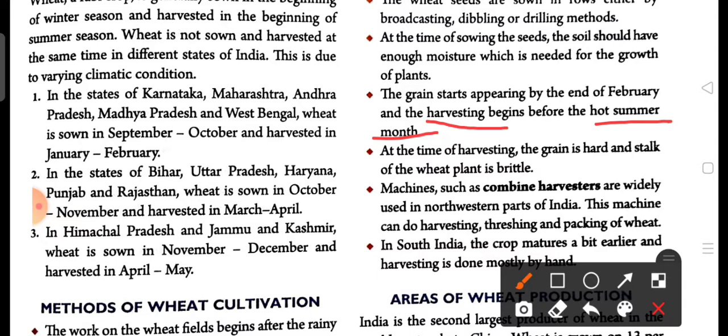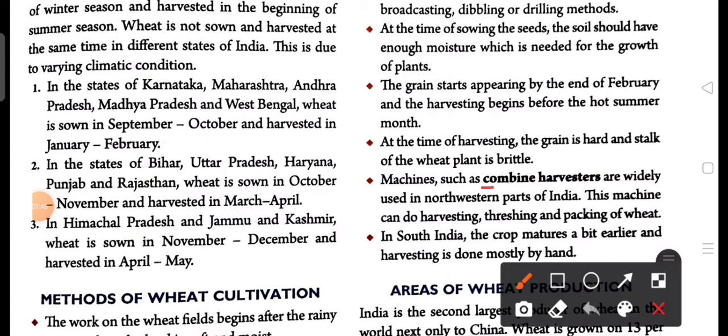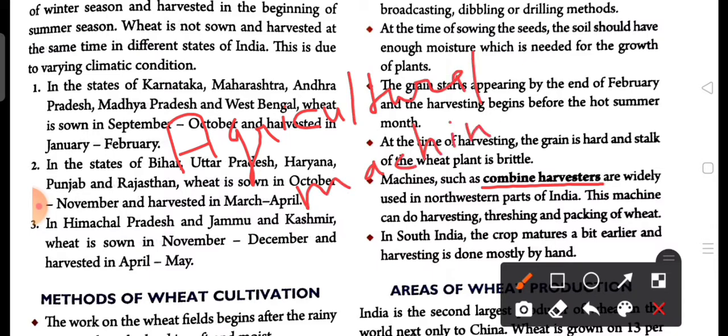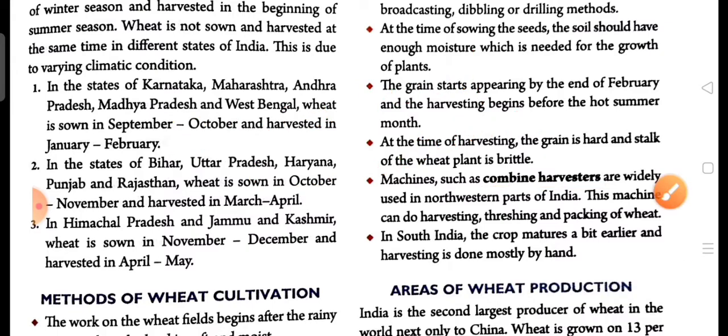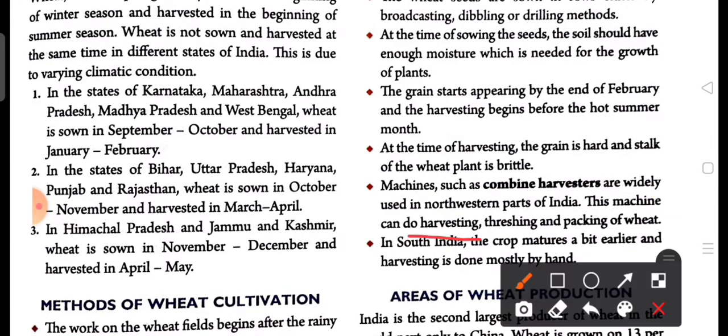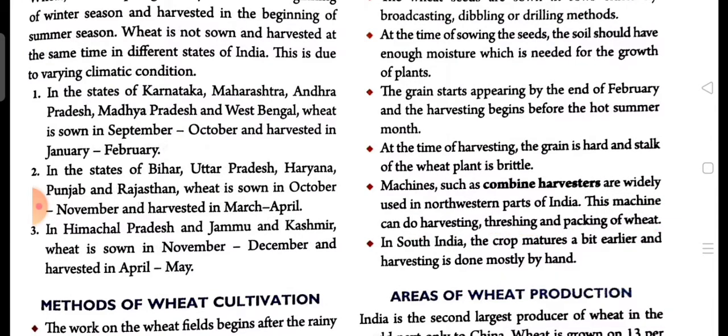At the time of harvesting, the grain is hard and the stalk of the wheat plant is brittle. What do you mean by brittle? Brittle means easily breakable. Next, there is a machine such as the combine harvester. What do you mean by combine harvester? A combine harvester is an agricultural machine that reaps, threshes and cleans the cereals in one operation. So here it is also written that this machine can do the harvesting, threshing and packing of wheat in one go.